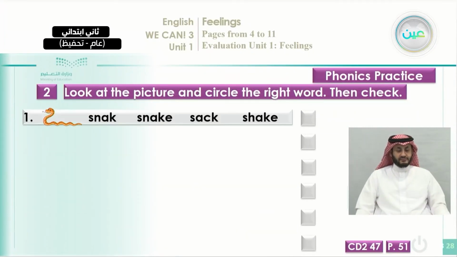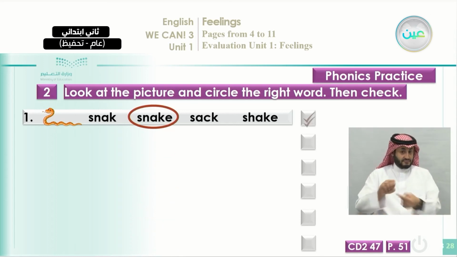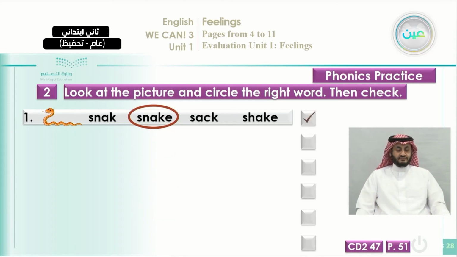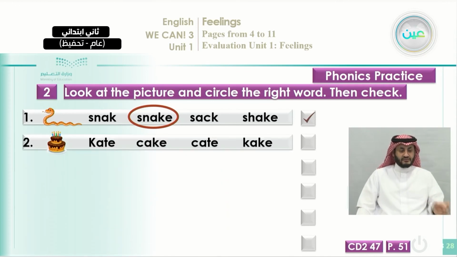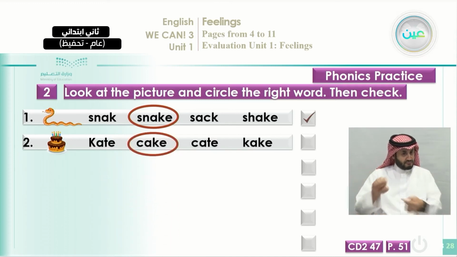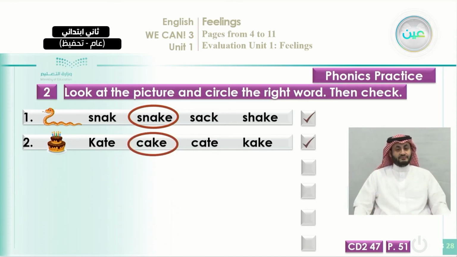What is it? What is this? You can tell from these 4 words which one is the right spelling for the word snake. Which one is it? That's the right one. Okay. So it's snake. The next one here, what do you call this? This is a cake. But how do we spell cake with the clever E as we said before? This is the second one. This is the right answer. So we spelled it correctly.